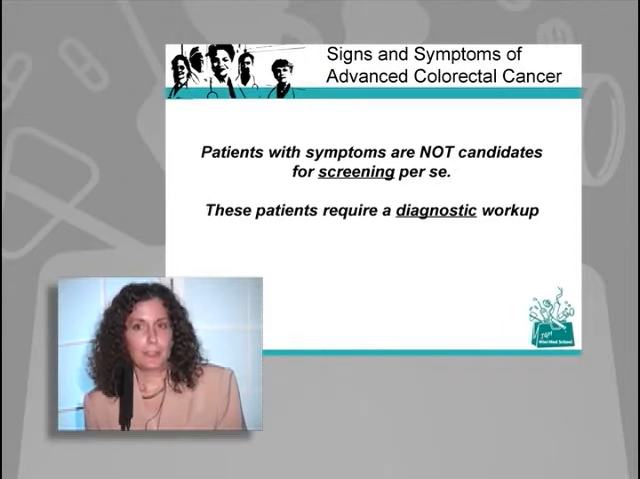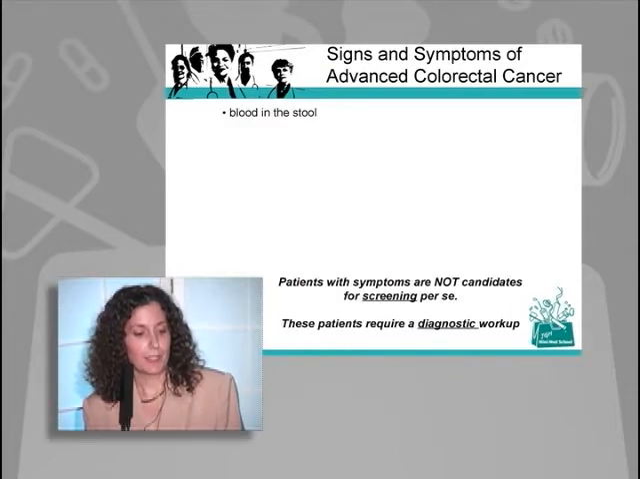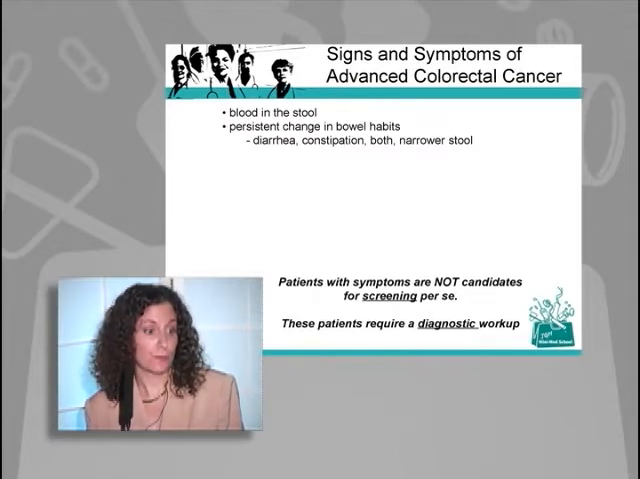So when we talk about advanced colorectal cancer and symptoms of colorectal cancer, we're already talking about a diagnosis, not about screening. People with symptoms, you're not talking about screening, you're talking about actually diagnosing a problem. The kind of symptoms that you can expect with an advanced colorectal cancer include blood in the stool, persistent change in bowel habits such as diarrhea or constipation, an alternation of both, or narrower stools.